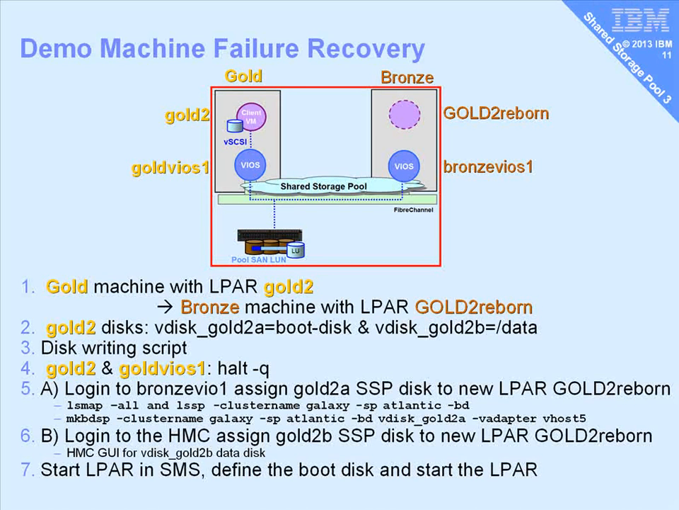Because Gold 2 is purely virtual, has no real disks of its own, all its I/O and its network is going through the VO server. If we actually Halt-Q the Gold VO Server 1, that does cut it off from the real world, and then we can do a Halt-Q on Gold 2. And then that will look much more like we've actually stopped it very hard.